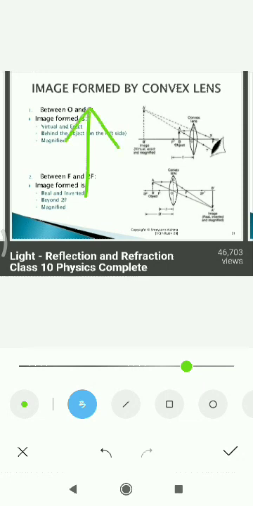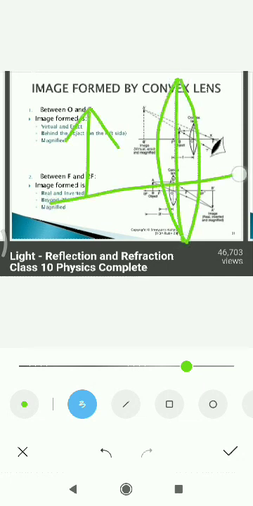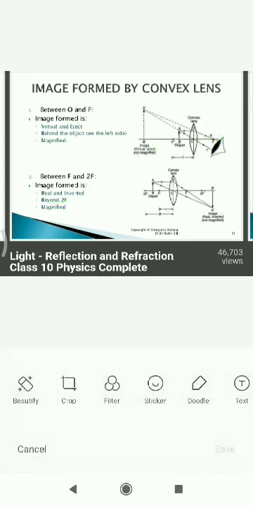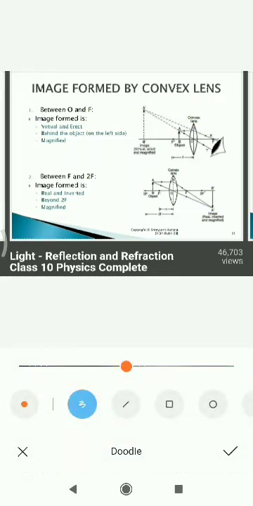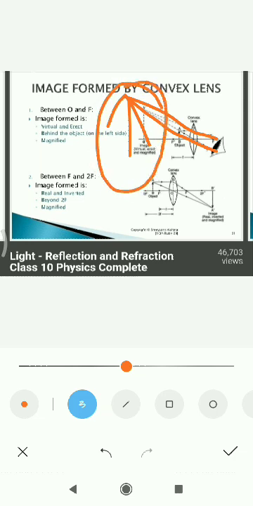This is the object and this is the lens. So one ray will go to the optical center, another ray will go parallel to the principal axis and go to the focus on the other side. This is the focus on the other side. So that's how it is. And then these two lines, you will go and meet them over here, and this becomes a virtual and erect image.